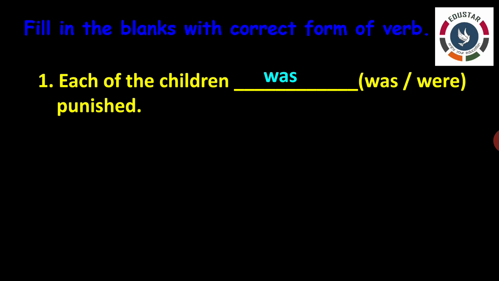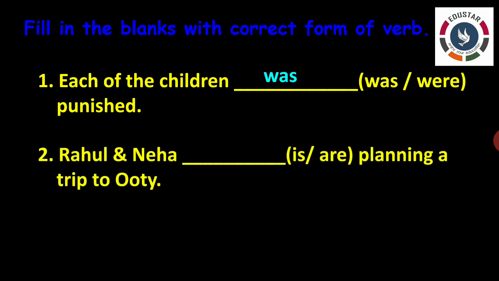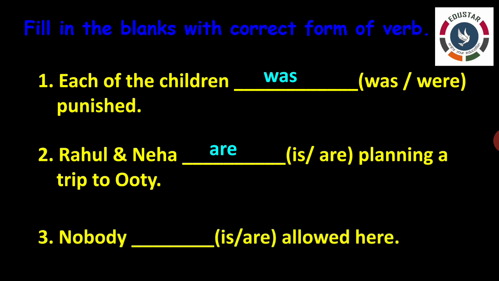Now, Ragul and Nega dash planning a trip to Ooty. The verbs are is and are. Here Ragul and Nega are two different subjects, so you use the plural form of the verb, that is are. Now let us see the next one. Nobody dash allowed here. In the bracket they have given is or are. As I said, nobody comes under pronouns. So here you have to use the singular form of the verb. That is what we have done here. Now let us see the next one.